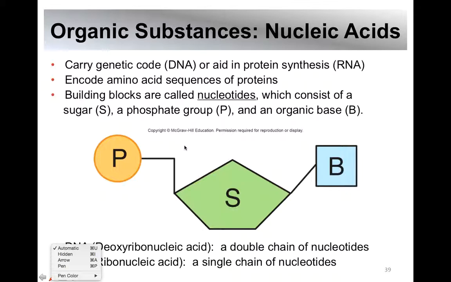So DNA has the sugar deoxyribose. So it's a 5-carbon sugar that's missing an oxygen. And then RNA has ribose.